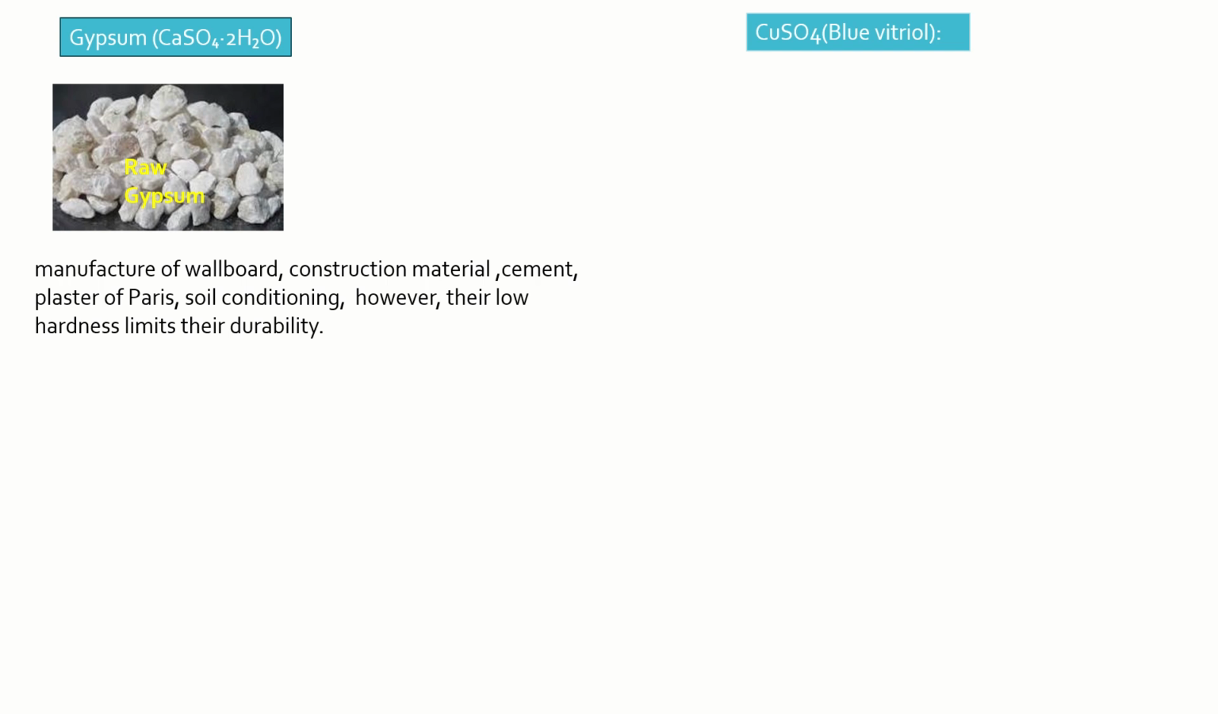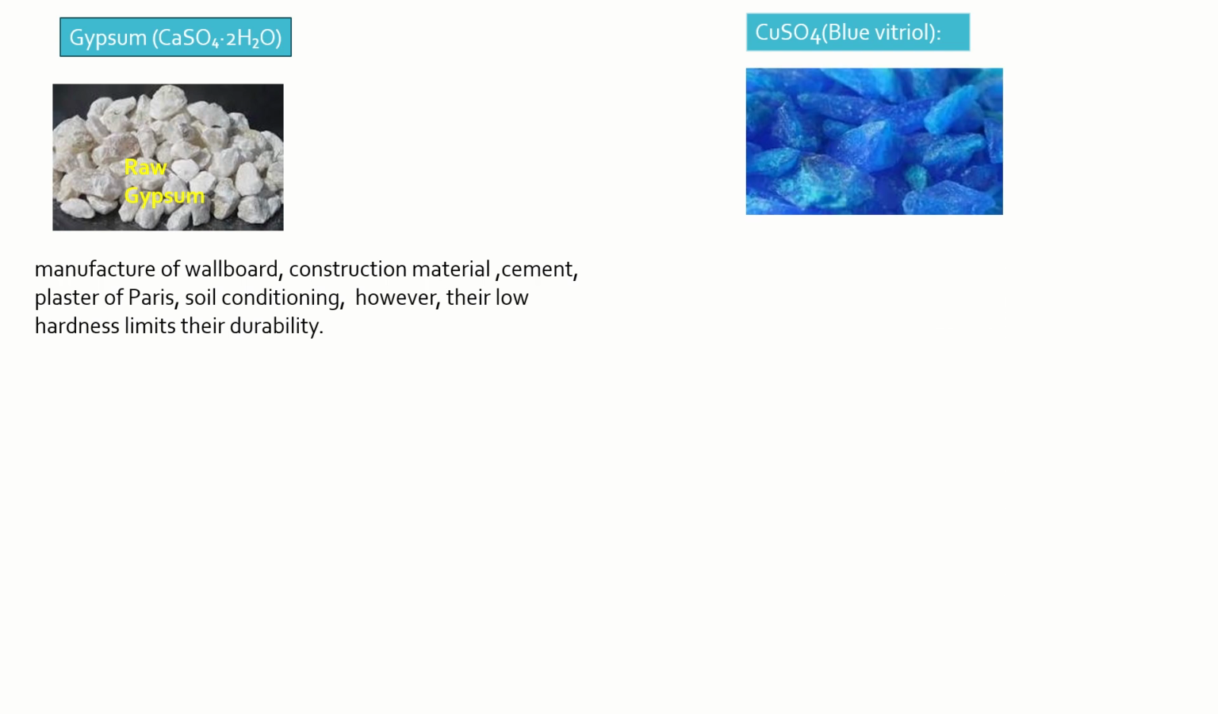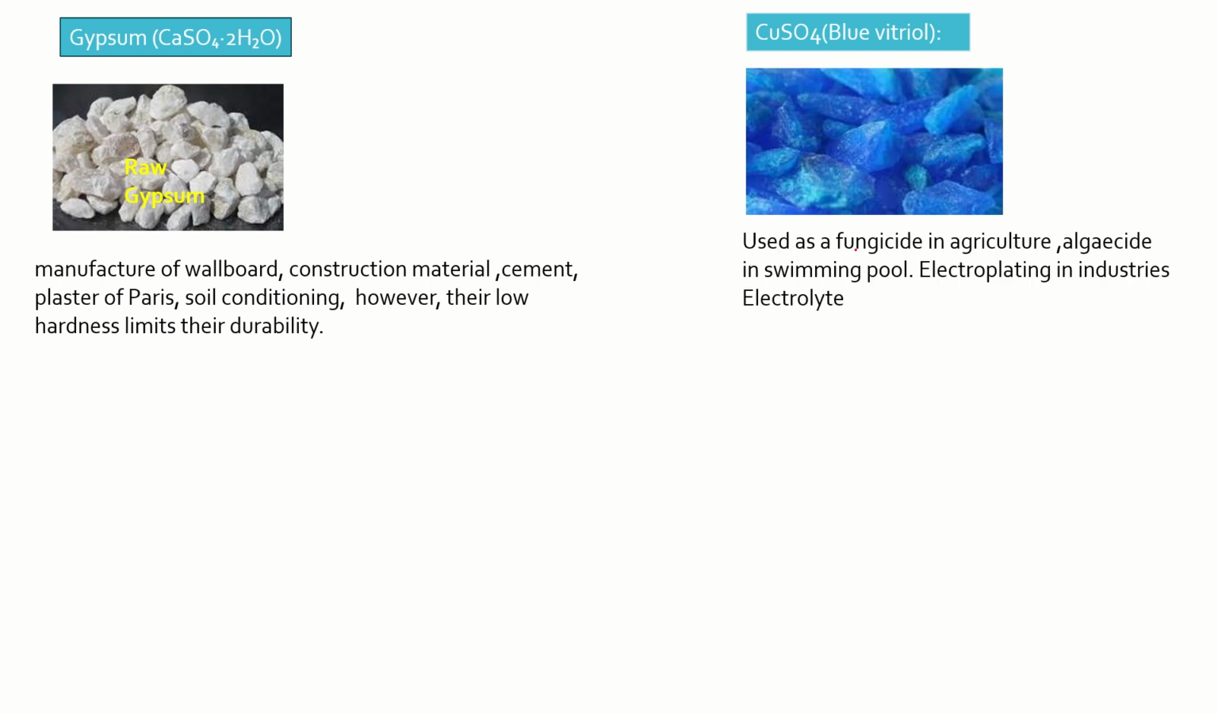Next is the copper sulfate salt, or blue vitriol. It is used as a fungicide in agriculture. It is also used as an algicide in swimming pools, and it is used in electroplating industries and as an electrolyte.